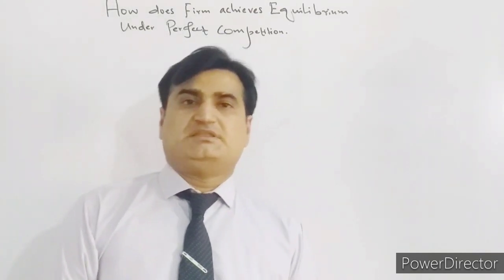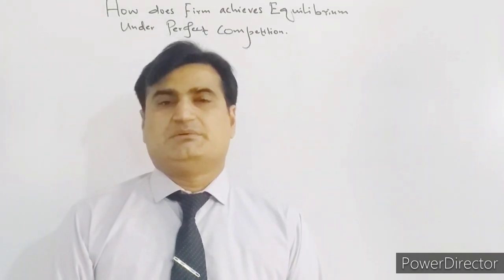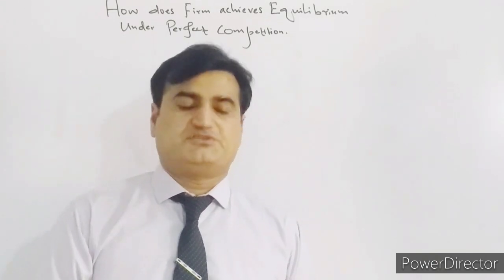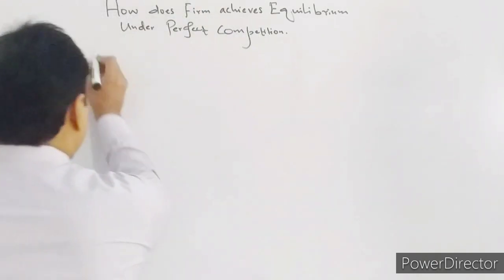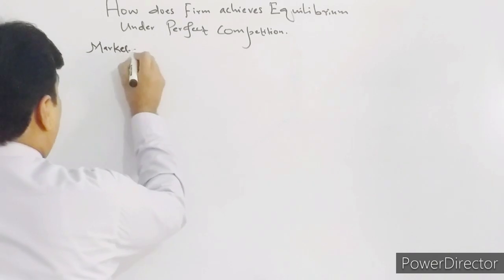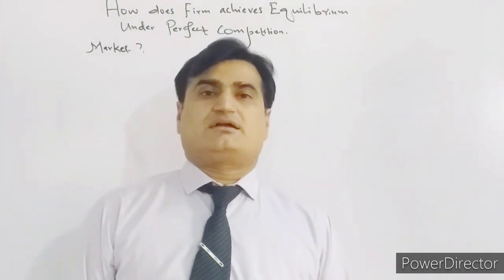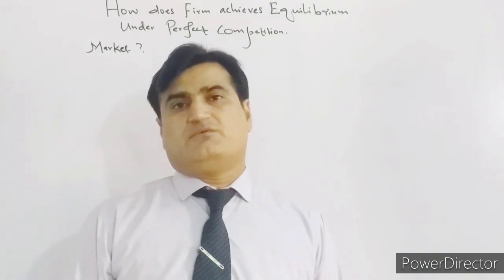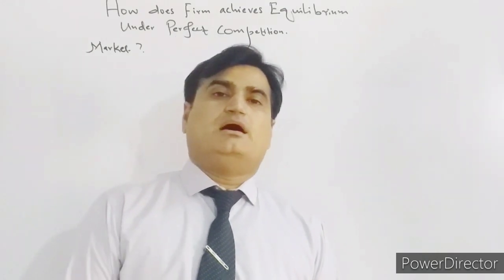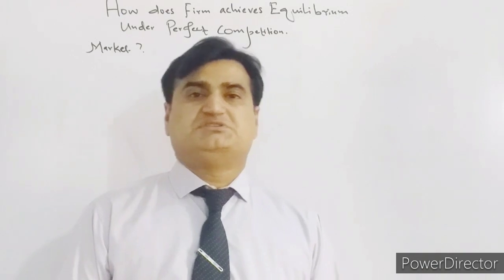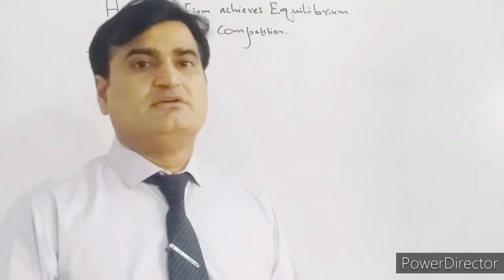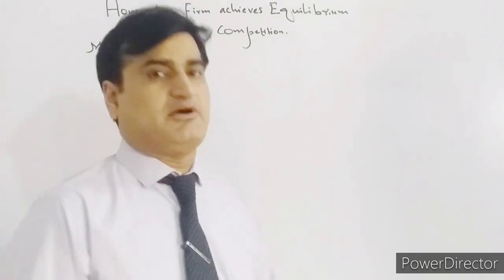Before understanding how a firm achieves equilibrium, it is necessary to understand what a market is. So we will learn about the market. What is a market? A market is a place where buyer and seller come close to each other for the purpose of buying and selling, or where the buyer's plan matches with the seller's plan. So that is a market. A market may be perfect or imperfect.